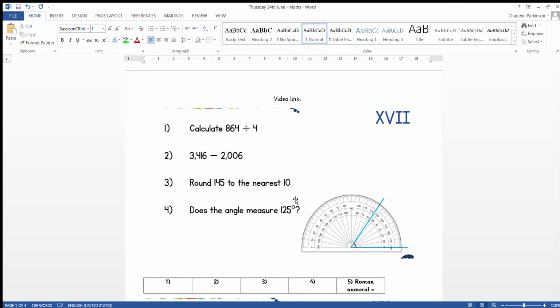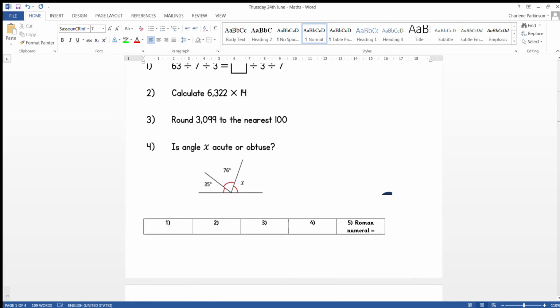Number 4, does the angle measure 125 degrees? So have a look here. What type of angle is drawn and what type of angle is this? Okay, think about that when you answer it, and then you've got your Roman numerals there.